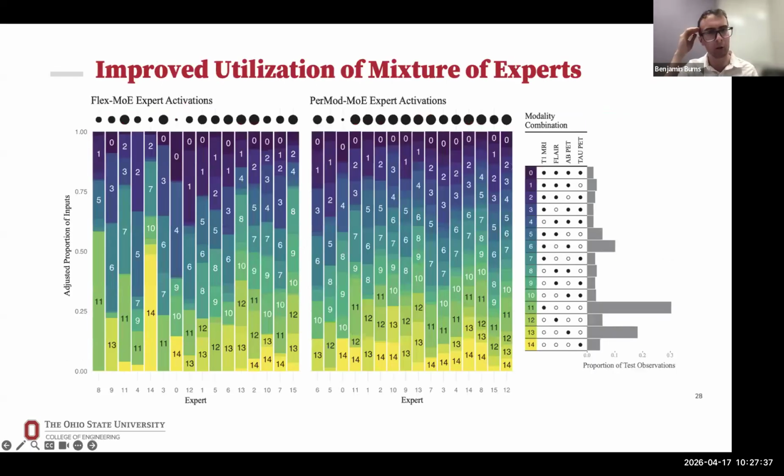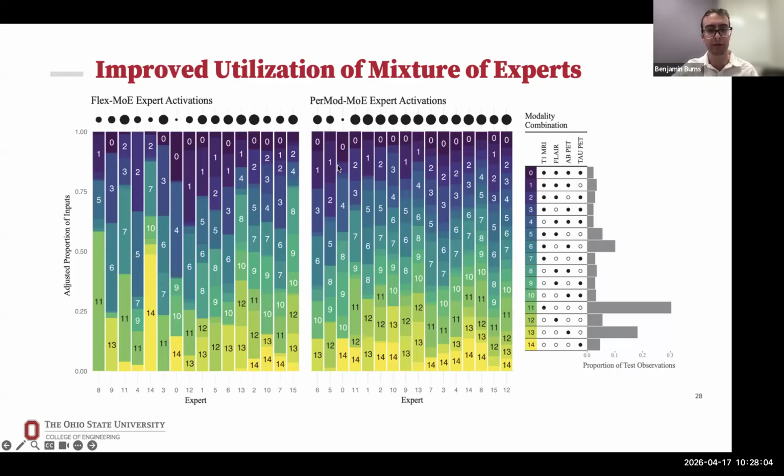And finally, I want to look under the hood of the method and try to understand where these performance gains are coming from. This is a very complicated diagram, so I'll break it down and then pull out two key highlights from it. First, it's separated into two sections. The left side describes FlexMOE, the baseline we're comparing to. The right side describes our method, PermMOE.